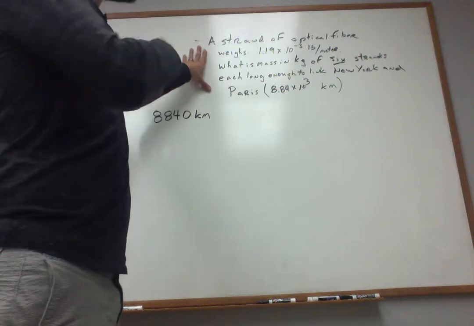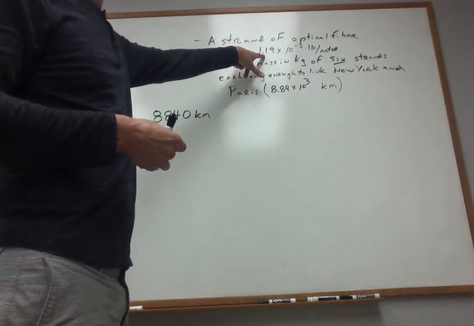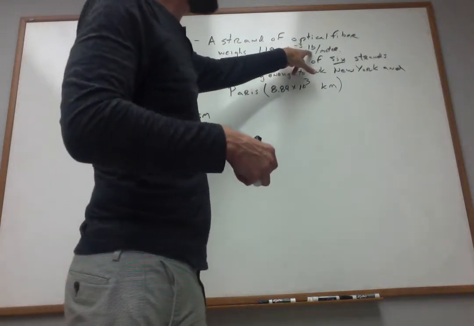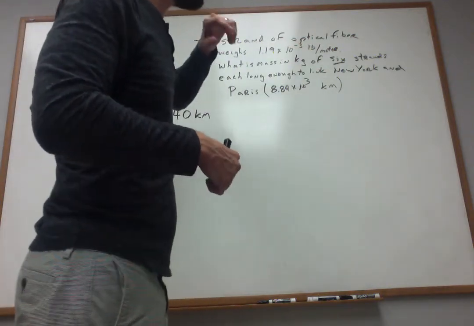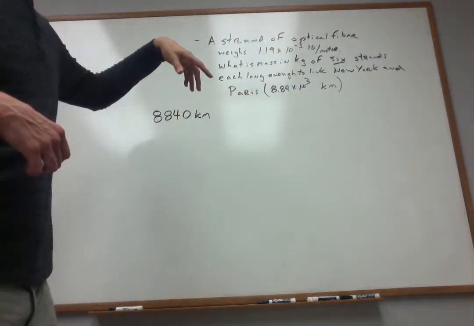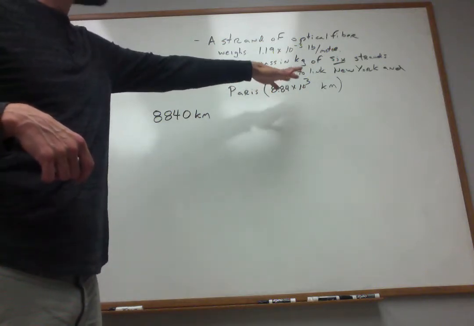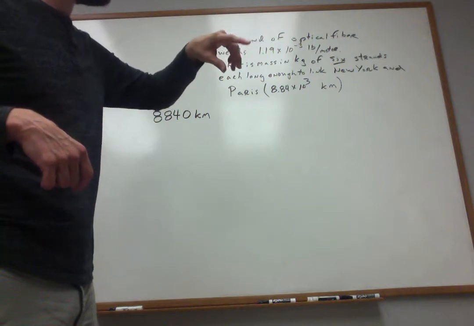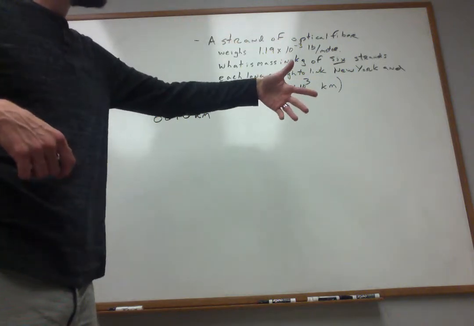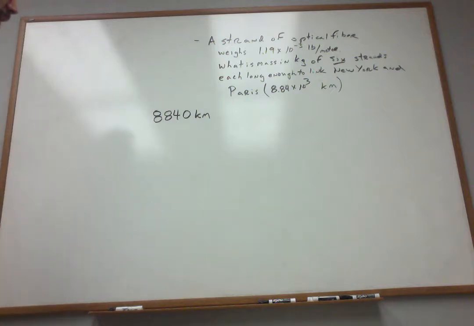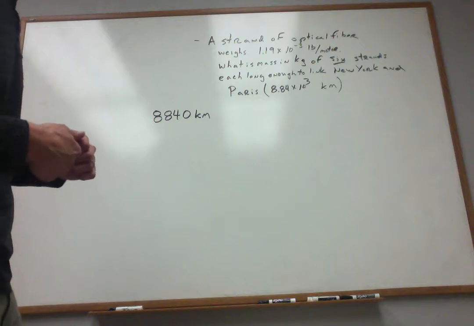And we're stretching this optical fiber. The optical fiber has a weight of 1.19 times 10 to the minus 3 pounds per meter. So it doesn't weigh much for 1 meter. But what we want to know is what is the mass in kilograms of 6 of these strands? Not 1, but 6, if we stretch it from New York all the way to Paris. Okay? So how in the world are we going to approach this particular problem, right?